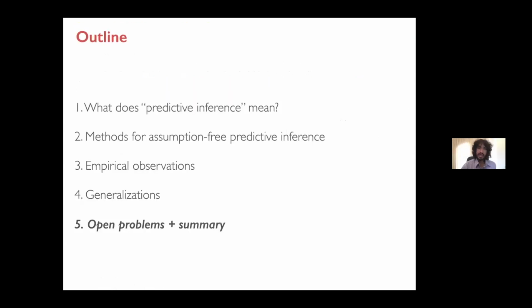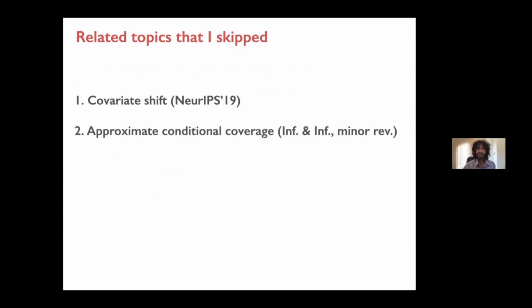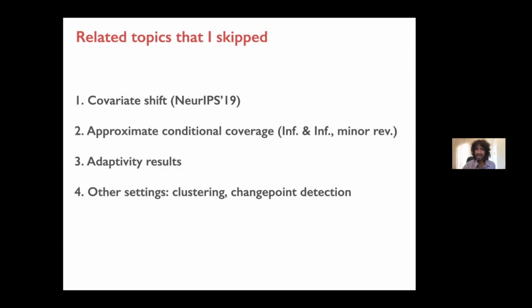Okay, so I'm ready to end and summarize. I skipped many topics. We have some work on handling covariate shift, approximating conditional coverage. Dan asked some question about adaptivity results. Can you prove more, making further assumptions? Yes, you can. And applications of this to other problems, which are not just predictive inference, like clustering and change point detection. So there's been some other work if you're interested in these areas.